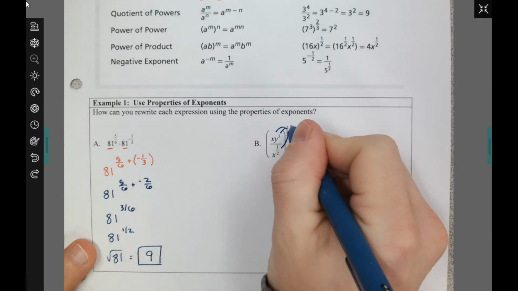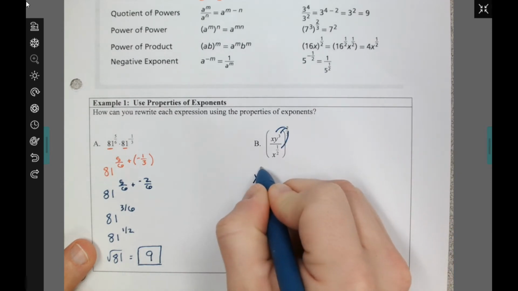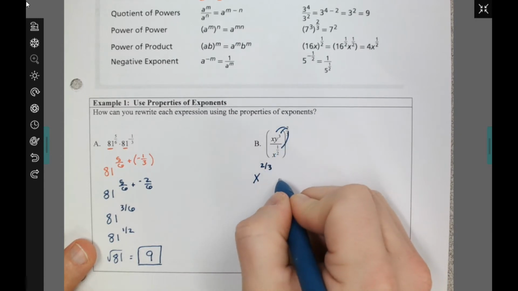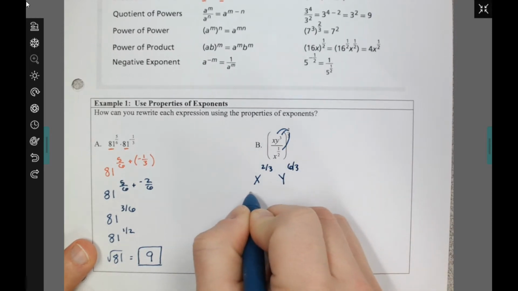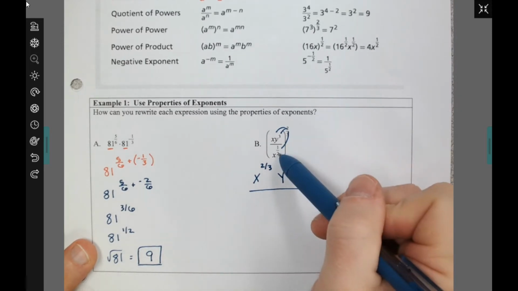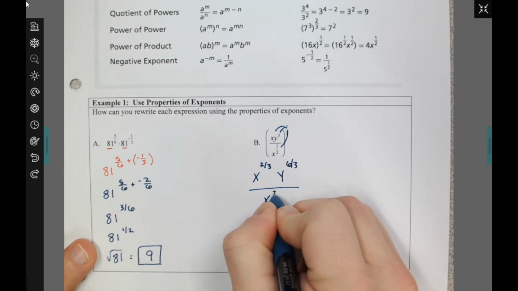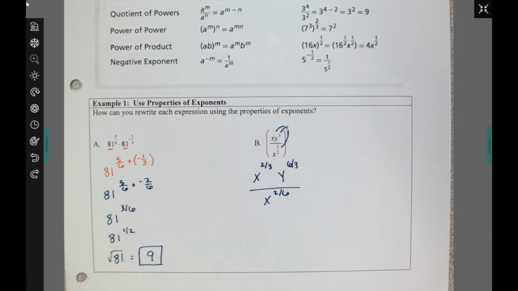My exponent outside the parentheses was 2/3. So on the inside, when we multiply that in, we're going to get x to the 2/3. 3 times 2/3 is going to give me 6/3, so I get y to the 6/3. And then in the denominator, 1/2 times 2/3 is going to give me 2/6. Okay, so that's step 1, getting it multiplied in.